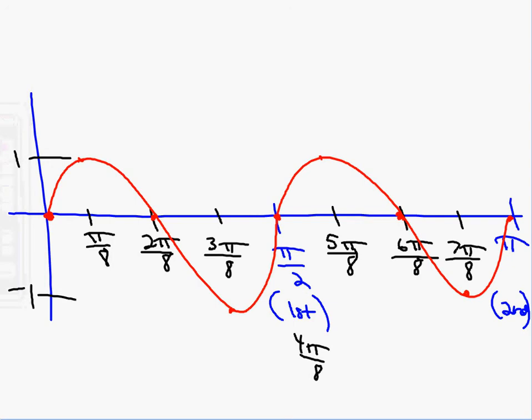Look at this 2 pi eighths. What's another way I could write that? That would be like pi fourths, wouldn't it? And this, let's see, 6 pi eighths. That would be like 3 pi fourths, wouldn't it?